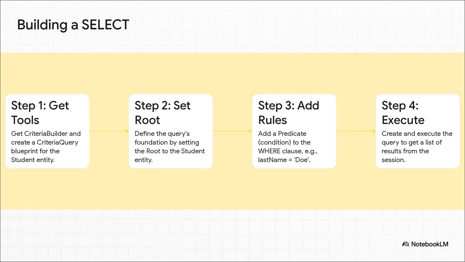Next up, we set the foundation for the query by defining the root. Now for the rule, we use our builder to create a predicate that checks if the student's last name is Doe, and then we add it to the where clause. Finally, we hand this finished blueprint to the session, which runs the query and gives us back our list of students. See? It's all clean, it's totally clear, and best of all, it's 100% type safe.